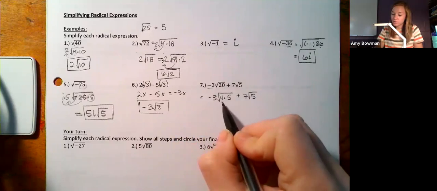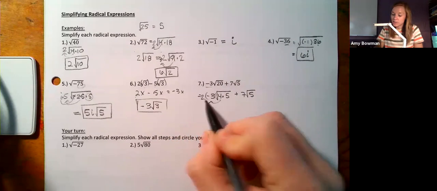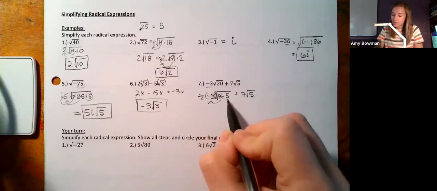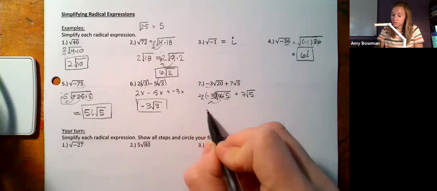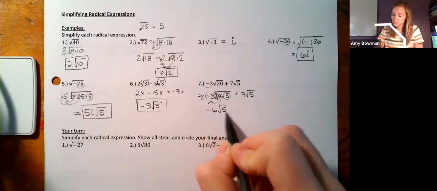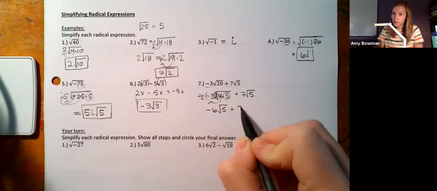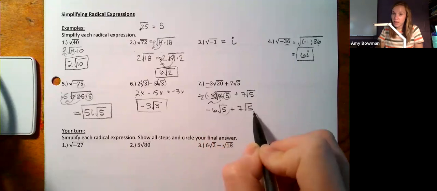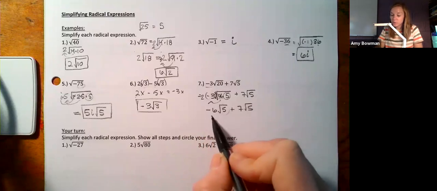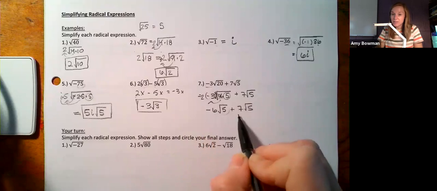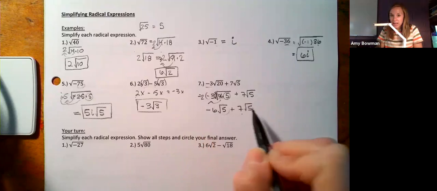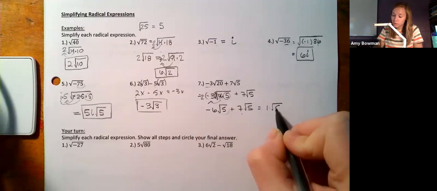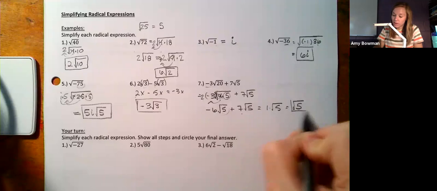So the square root of 4 is 2, which is going to be multiplied by our -3. And then I have the square root of 5 left. So 2 times -3 is -6 root 5 plus 7 root 5. Now I have this same like term of the square root of 5. So I'm just going to take the -6 root 5s that I have here, add 7 root 5s to that, and then I end up with +1 times the square root of 5, which is just the square root of 5.